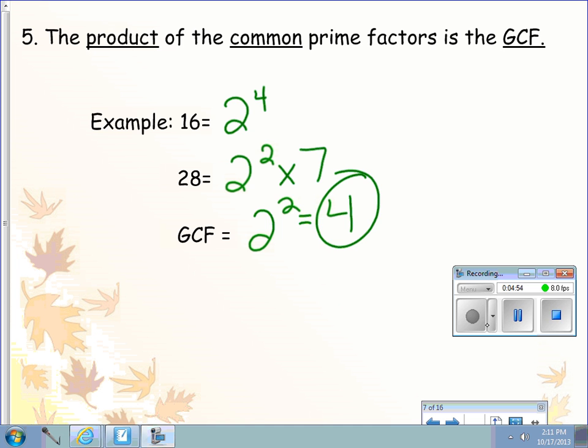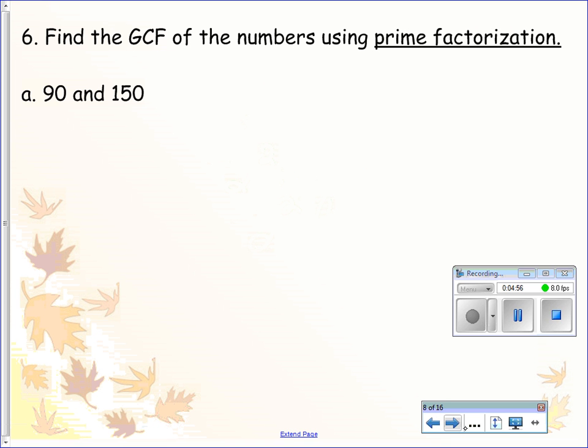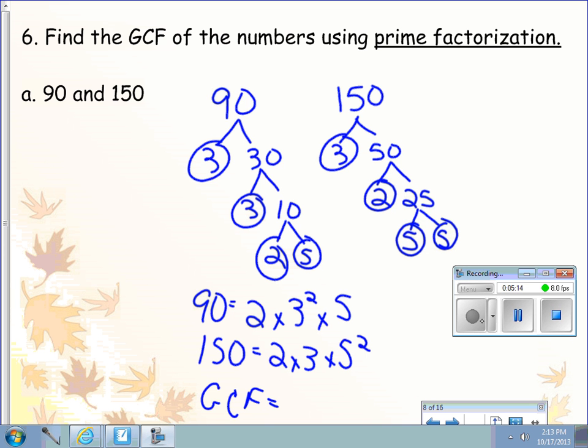Let's do some more examples. We're going to find the GCF of the numbers using prime factorization. Do your factor trees for 90 and 150. Then at the bottom, list your prime factorization with the GCF at the bottom. We'll come back and check our trees. The trees could be different, but the totals are the same.